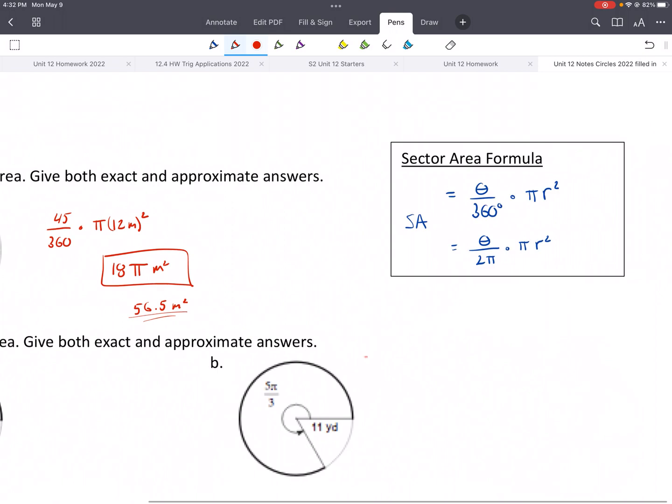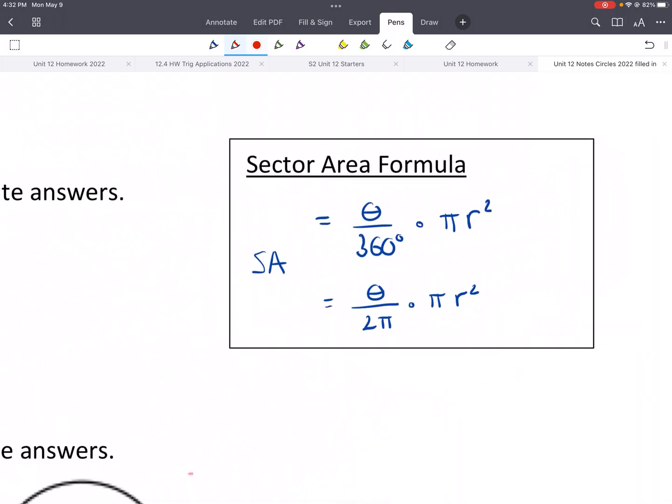So here's the formula, same sort of thing. We have the fractional part, so these are the fractions of the circle, and then we're multiplying it by the area.